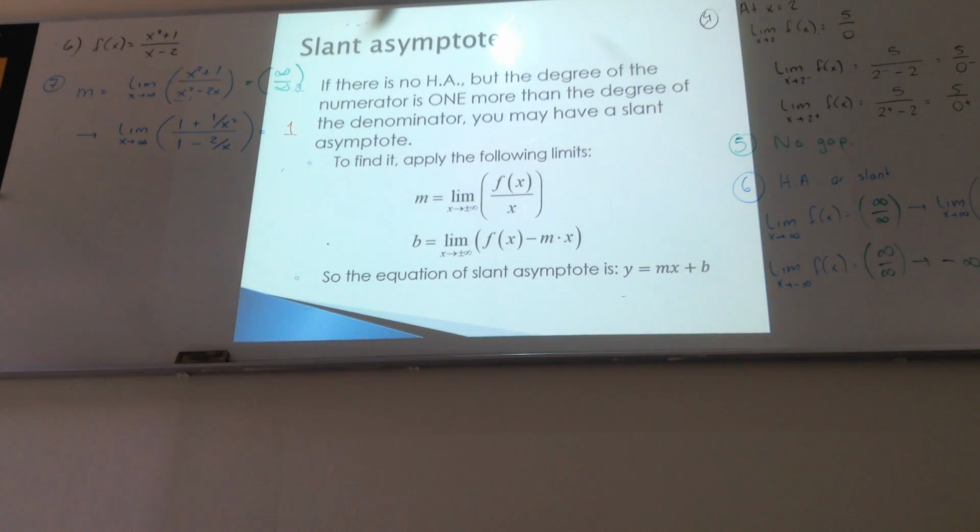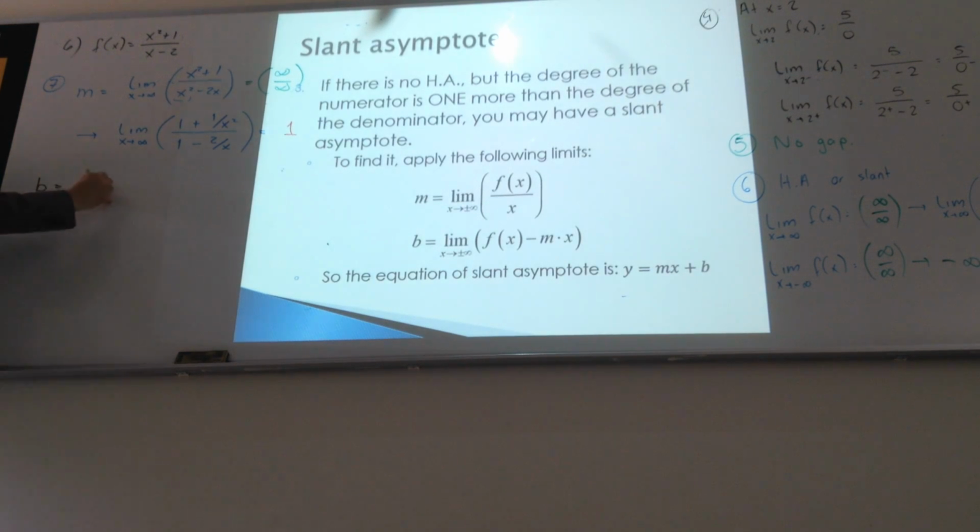1 is the slope for this one. Is it going to be always 1? No. In this case, it was 1, but not always. That's the slope only. That means that it's going to be x plus or minus something, which is the next part.